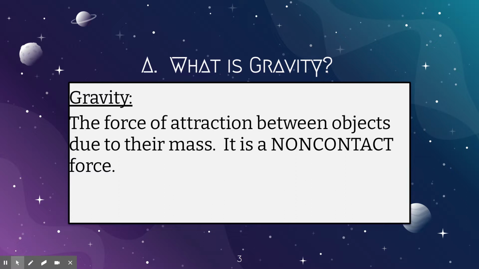Gravity is what keeps objects in orbit. So it's what causes the moon to orbit the earth. It's what causes the earth to orbit the sun. It's what causes the International Space Station and other satellites to orbit the Earth as well. And we'll learn about that at the end of this lesson, how those objects stay in orbit.